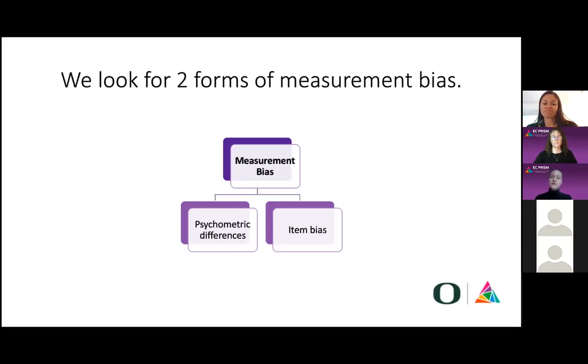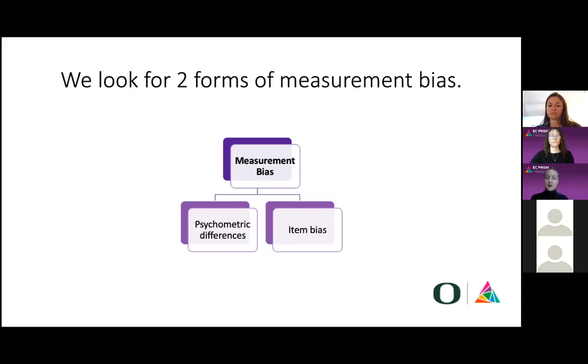We also look for 2 forms of measurement bias. The first one, psychometric differences, ties into the technical merit categories that I was discussing earlier in the talk. And what developers can do is they can look to see if those statistics on reliability and validity are different for different subgroups. So they can essentially calculate those statistics separately for subgroups. And then we can look to see whether the quality of the measurement is the same for different groups or not.